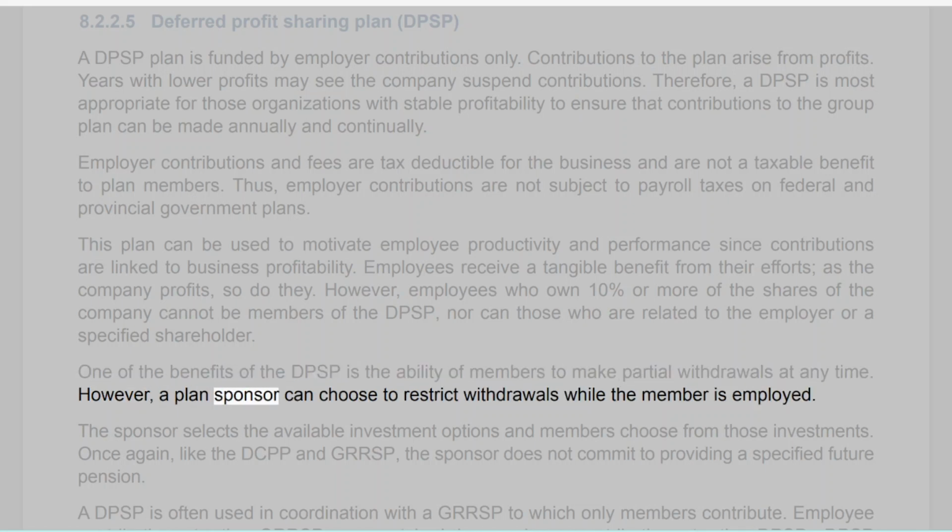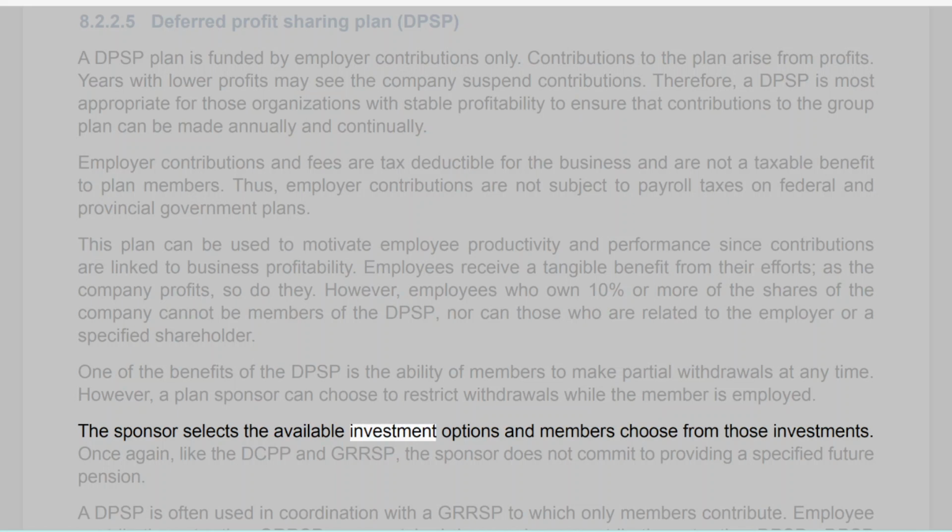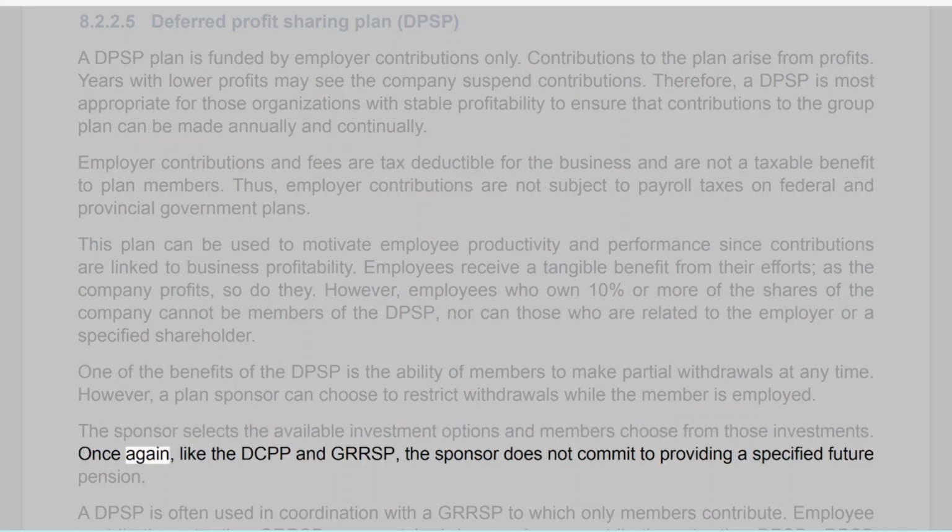However, a plan sponsor can choose to restrict withdrawals while the member is employed. The sponsor selects the available investment options and members choose from those investments. Once again, like the DCPP and GRRSP, the sponsor does not commit to providing a specified future pension.